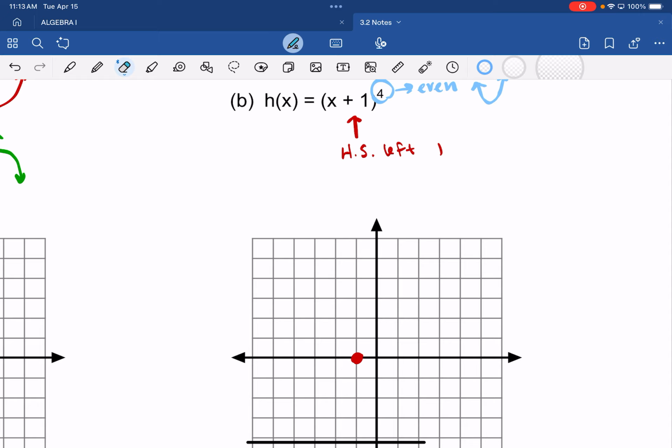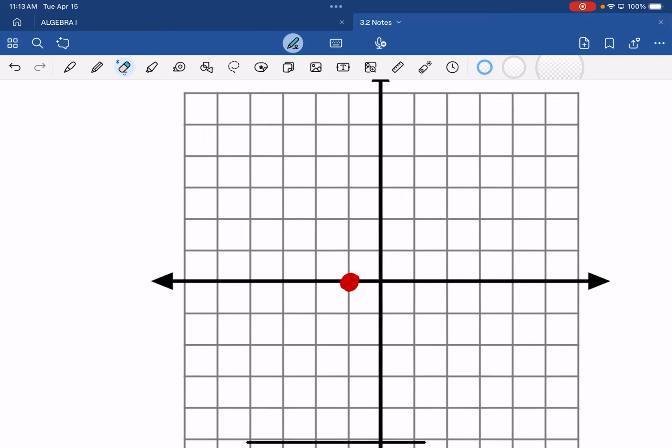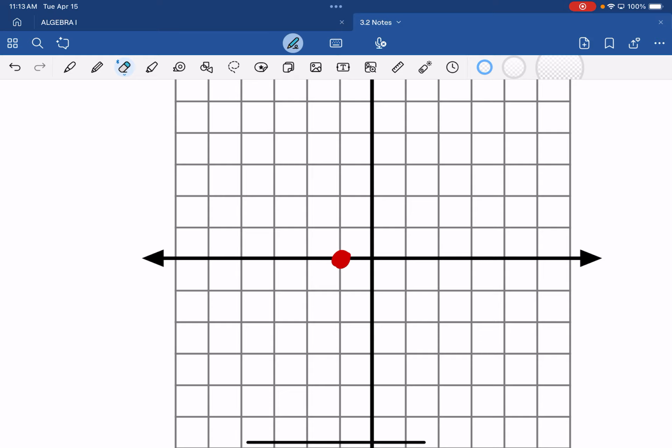And now before I draw my graph, again, I know it's going to look like a U. I'm not reflecting it, so I know it's still going to look like a U. But my 4 is higher than 2, so it's going to be a little flatter at that vertex point. Again, I'm kind of emphasizing, but notice it's just a little flatter, a little wider down here at the vertex.